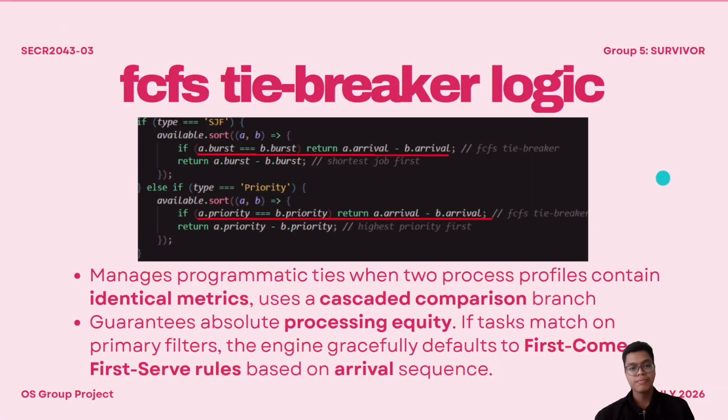Moving on, we have the first come first serve tiebreaker logic. So we handle algorithmic collision. So if process parameters match exactly under SJF or priority mode, like you can see here, this is for SJF, this is for priority, it falls back to the tiebreaker right here. And it's based on the arrival sequence to guarantee absolute processing equity.